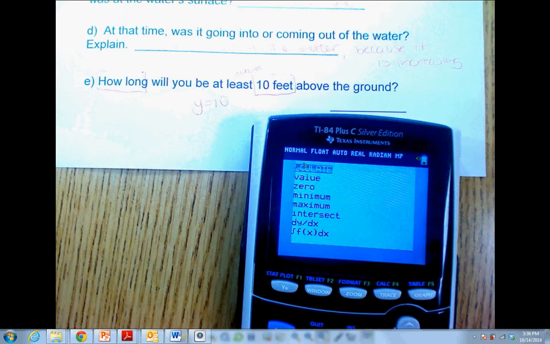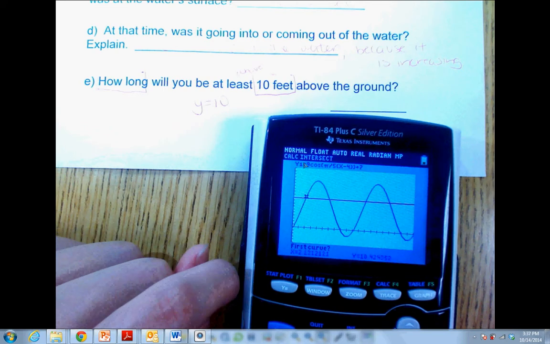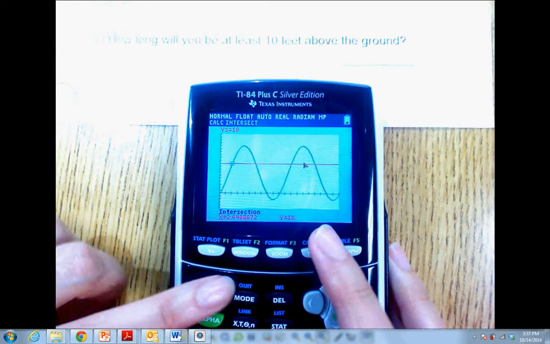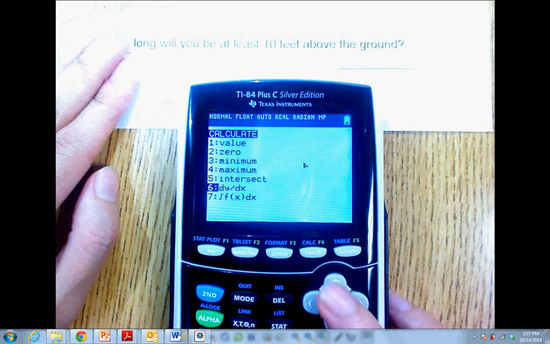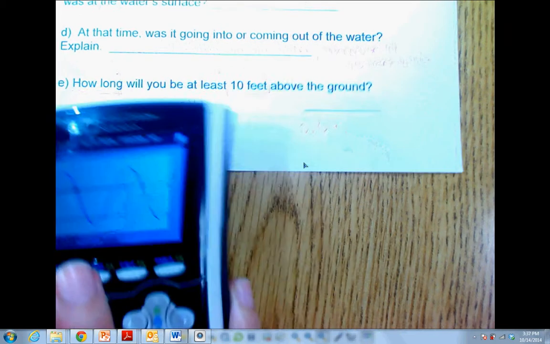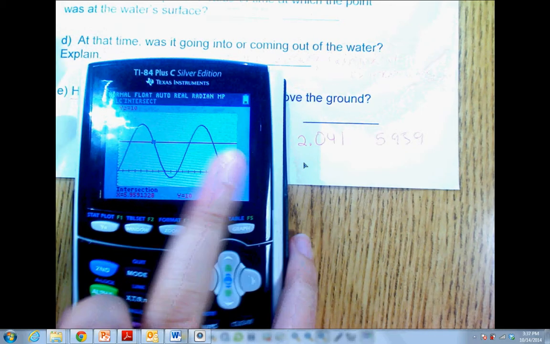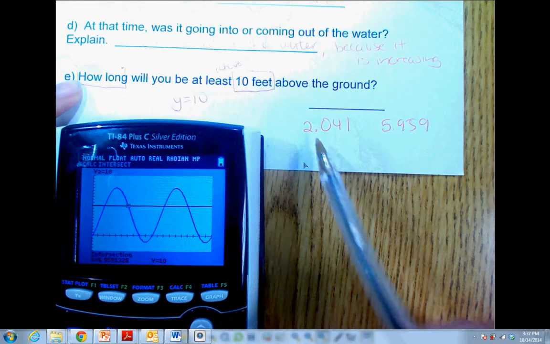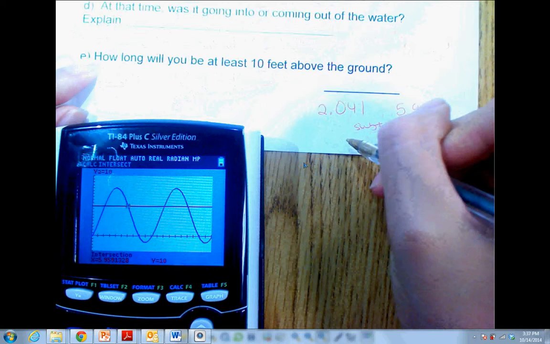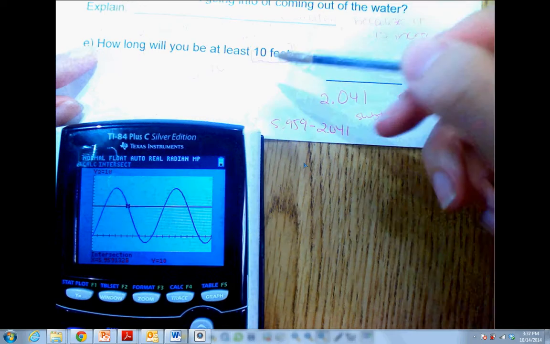So second trace, intersect. Let's first get this first one right here. And you should get an intersection point of 2.041. And then do the same thing for the second one. 5.959. So here are the 2 intersection points that you should get. This problem is different because it's asking us how long will it take between these 2. So now that we have these 2, we're actually going to subtract 5.959 minus 2.041, and that's going to tell you how long it is above 10 feet.